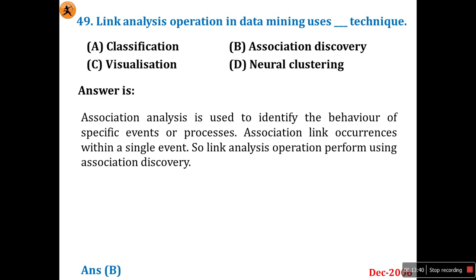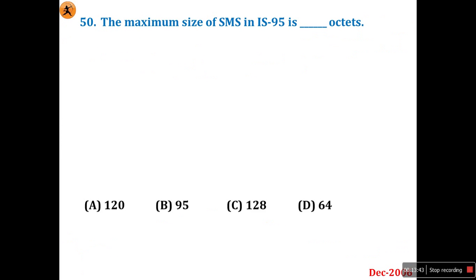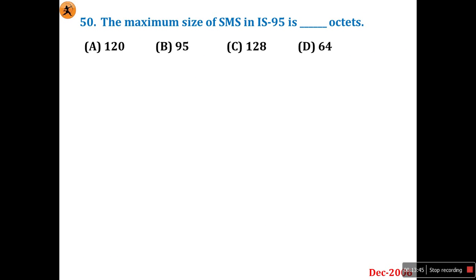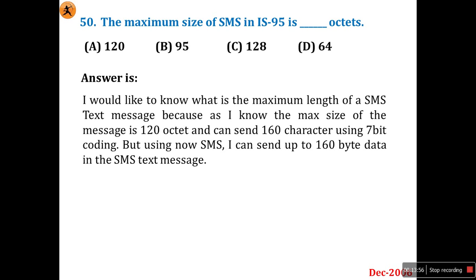Okay, now look at question number 50. The maximum size of SMS in IS-95 is dash octets. This is standard again. You should know all the sizes of octets. I would like to know what is the maximum length of SMS text message, because as I know the maximum size of the message is 120 octets and can send 160 characters using 7-bit coding. But using SMS now, I can send up to 160 bytes of data in the SMS text message.